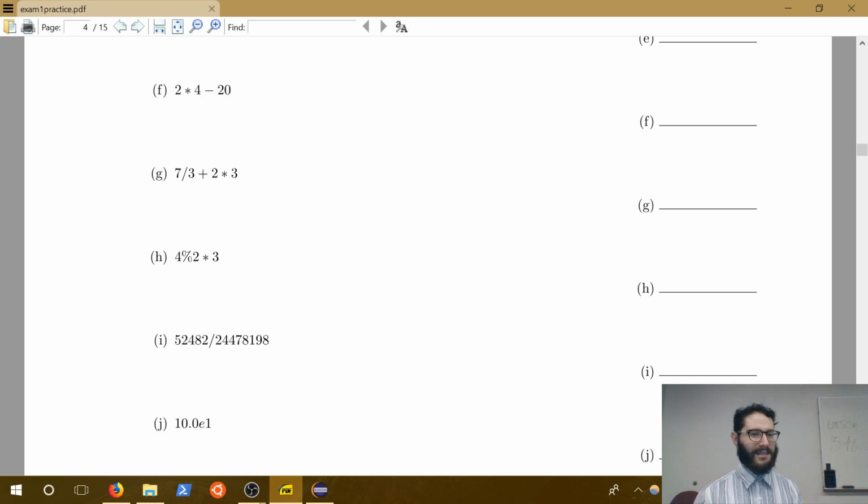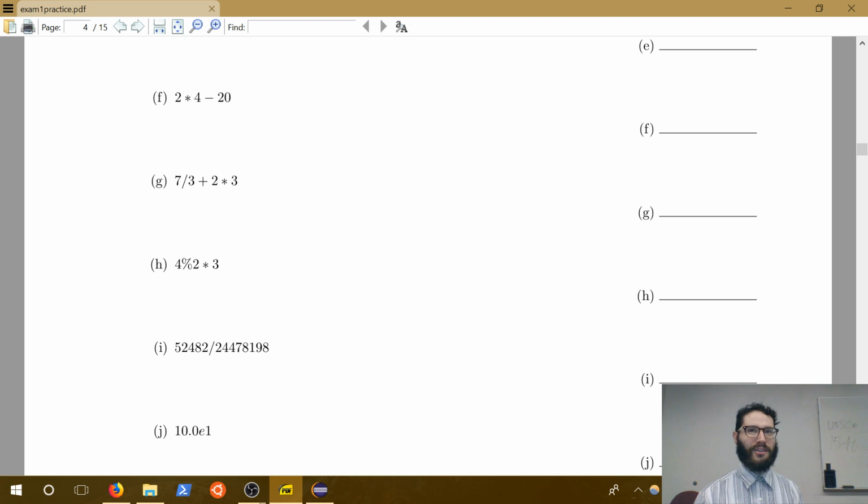Because, remember, this is some integer divided by some integer. This big number can't go into this other number, so the answer would be 0 remainder 52,482. So the answer is 0 over there.